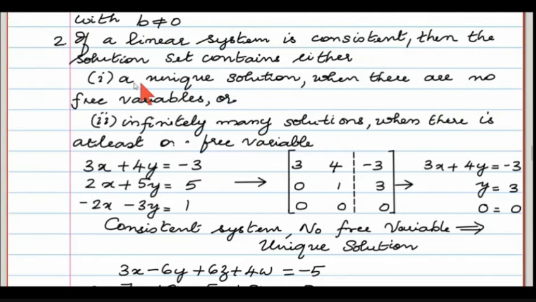So this is one example. Here we have a set of equations. This is the reduced row echelon form. And going back to the equation notation, we will get it like this. So from here, we know that there is no free variable. So if the system is consistent and there is no free variable, there will be a unique solution. That is the theorem.